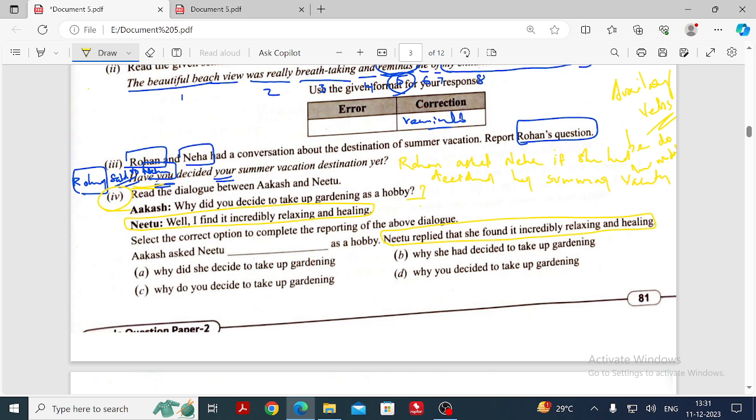Why did you decide to take up gardening as a hobby? This is what you should change into indirect form, okay. So when the multiple choice question comes, what did I advise you to do? Omit the options. Very first, you should omit the options. Then it will be very easy for us to make the clear answer without any doubt. We need not worry about the options, okay.